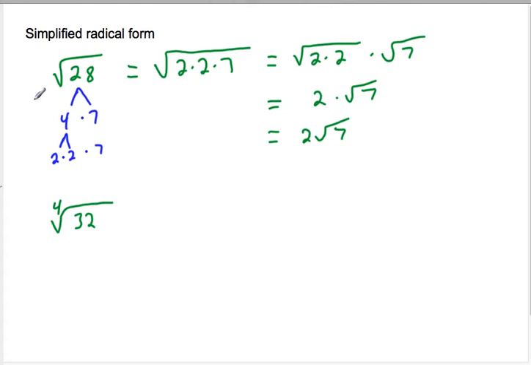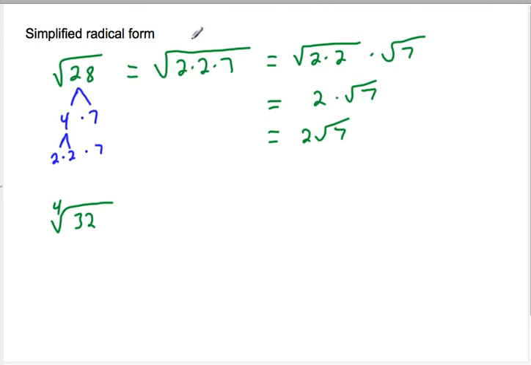So if we were going to do the fourth root of 32, we'd first check if there is a fourth root of 32. So I would check maybe the number 2: 2, 4, 8, 16, 32. So the fifth root of 32 is 2, but the fourth root is not a whole number.